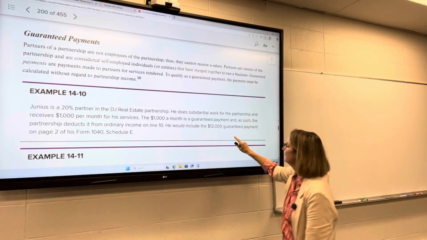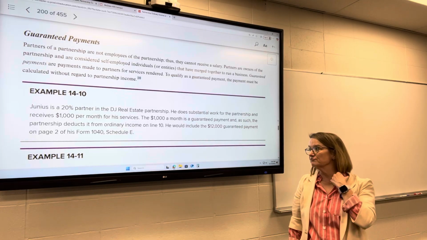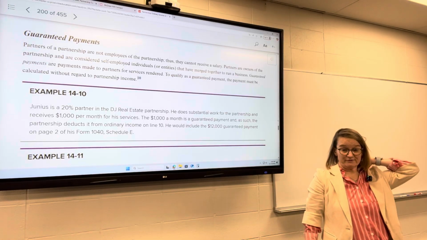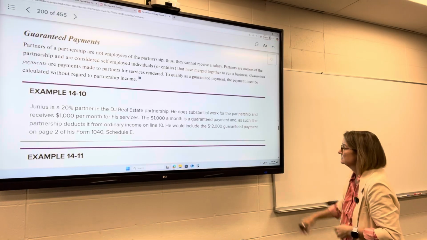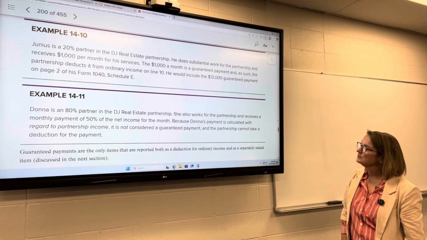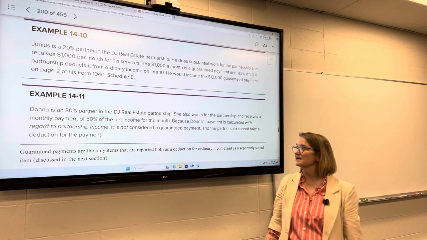He's going to include $12,000 of guaranteed payment on his 1040 Schedule E. He is also going to have to pay self-employment tax on that $12,000. So self-employment tax as well as income tax. We've got Dawn as an 80% partner. She also works for the partnership and receives a monthly payment of 50% of the net income.